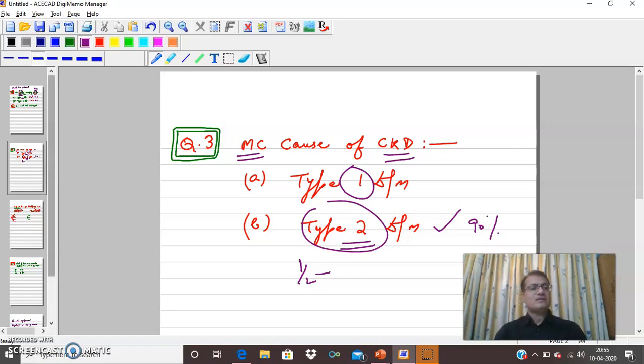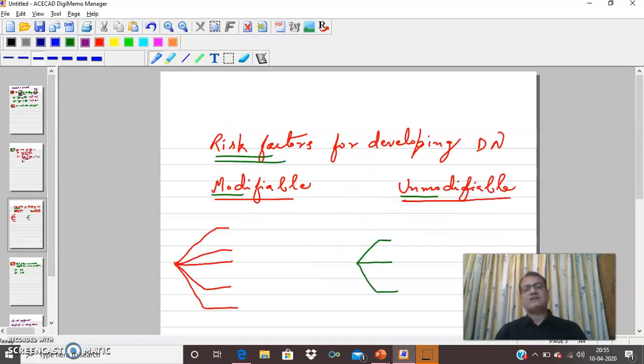So what are these risk factors for developing diabetic nephropathy? This may be a short note question asked in your university exams, final university exams or final profs. So we divide these risk factors for developing diabetic nephropathy into modifiable and unmodifiable. The modifiable risk factors are five in number.